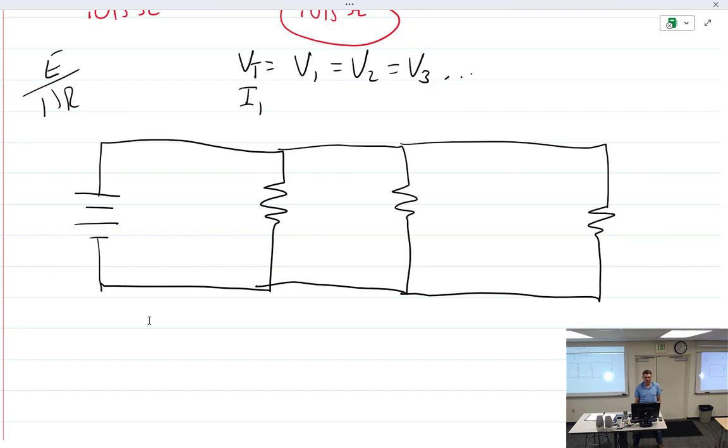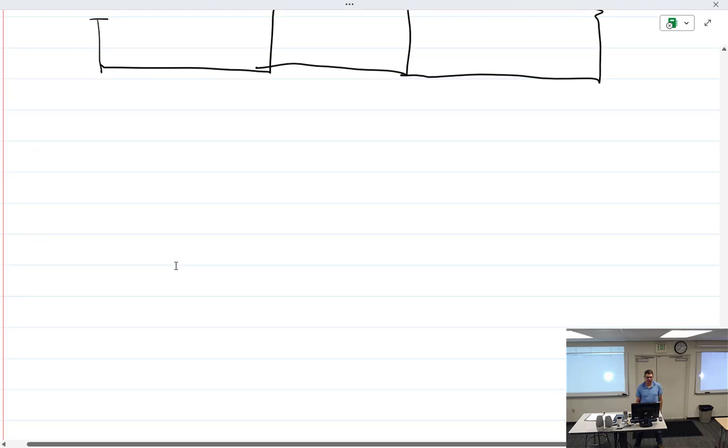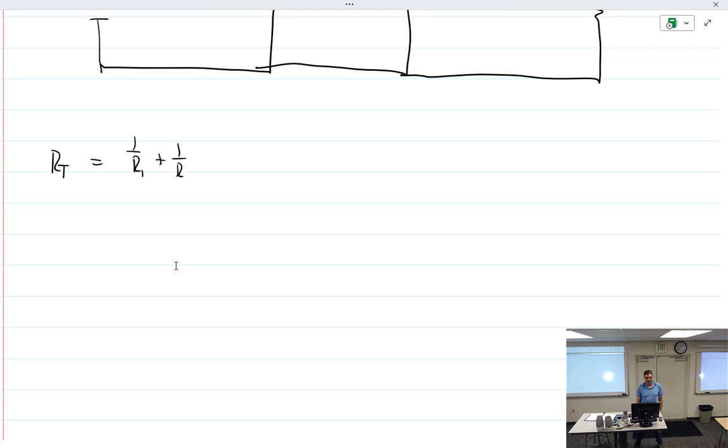And current has changed, which is current of 1 plus the current of 2 plus the current of 3 equals I total, on and on and on. And then, of course, our favorite: resistance total equals the inverse of the inverse of R1 plus the inverse of R2 plus the inverse of R3, on and on and on, and then the inverse of that answer. So there we go.